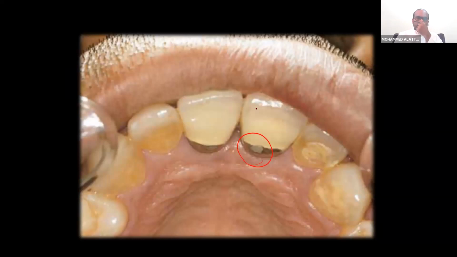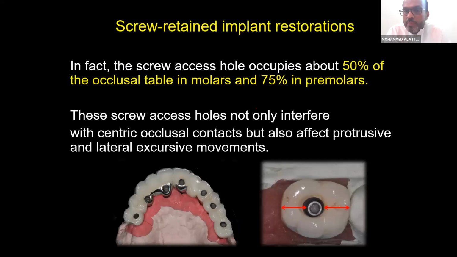What about the screw retained? Most of the time, the screw retained prosthesis is our first choice. But you know, there are some drawbacks to this screw retained prosthesis. Look at this molar. What the literature said, the screw retained access occupies about 50% of the occlusal table, and about 75% of the occlusal table for the premolars. And really, this occlusal table will interfere with the function, and most of the time you will end up with reshaping.